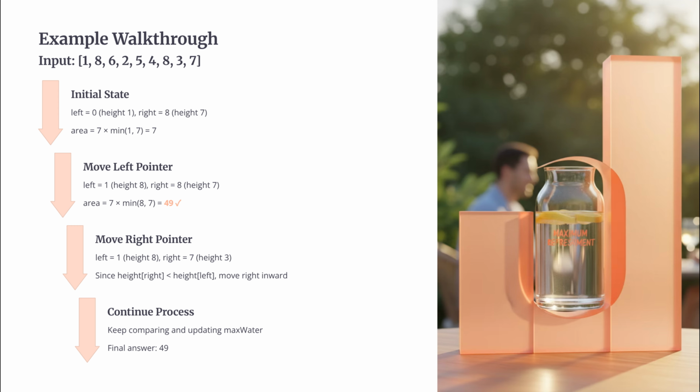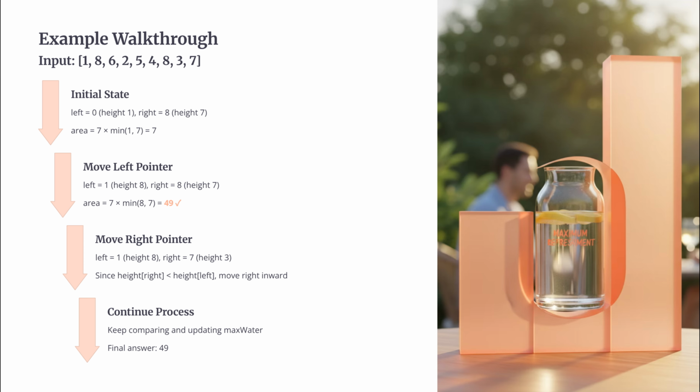Let's make this even easier to understand with a real example. Imagine the array has the numbers 1, 8, 6, 2, 5, 4, 8, 3, and 7. Let's go step by step. Step 1, starting state. Our left pointer is at the first number, which has height 1. Our right pointer is at the last number, which has height 7. The distance between them is 8 positions. The smaller height is 1, so the area equals 1 multiplied by 8, which gives us 8.